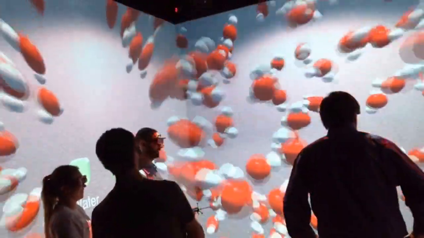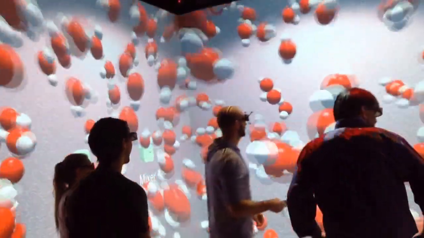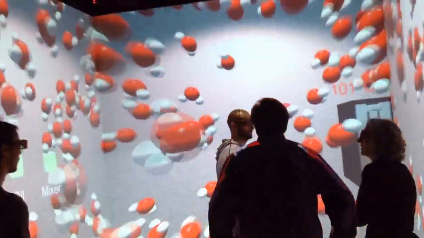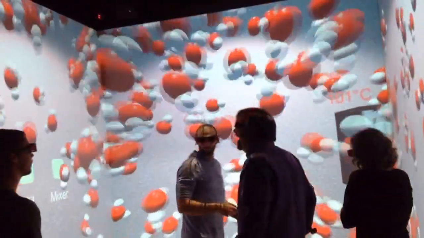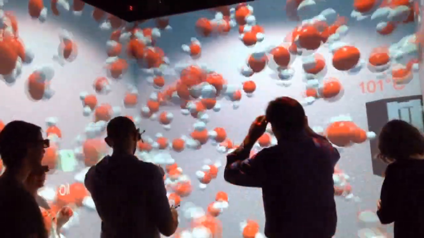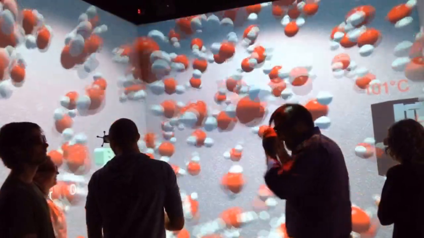So now what do you notice about how tightly these water molecules are packed? They're farther apart. So which is more dense, gas water or liquid water? The liquid water. They're more tightly packed together.